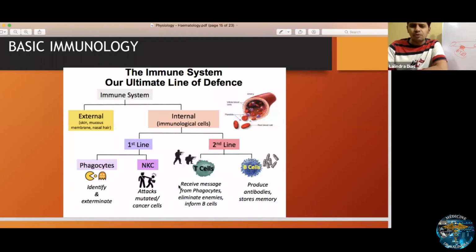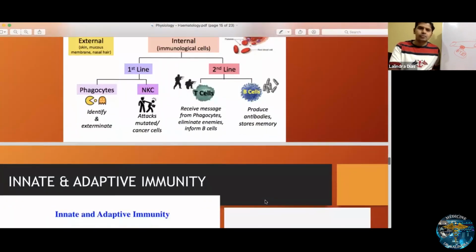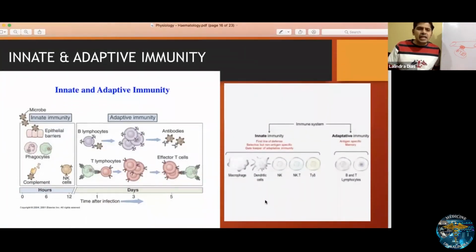So they have a helper, coordinating role to play for the B cells in the second line defense. And this is the other most important one, even more than T cells. What is that? B cells. B cells produce antibodies. Now, a few words on innate and adaptive immunity. What is innate immunity? When we are born into this world, we have innate immunity, that is, we don't get all infections. Innate immunity is the immunity which is present even at the time of birth.